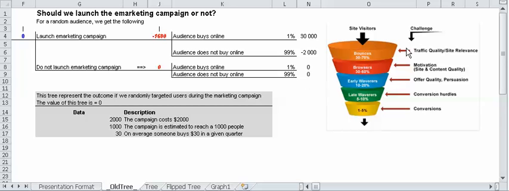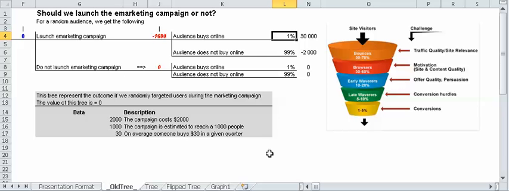And just to give you a little bit of background, if somebody clicks on an ad, there's a 1 to 5% chance that they would convert or buy something. So to be on the safe side, I use 1%. In this particular case, we should not launch the email marketing campaign.